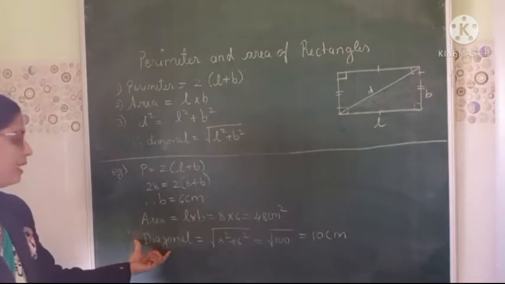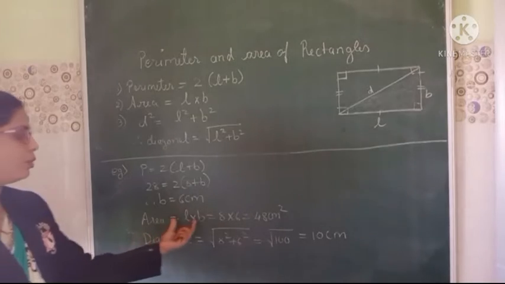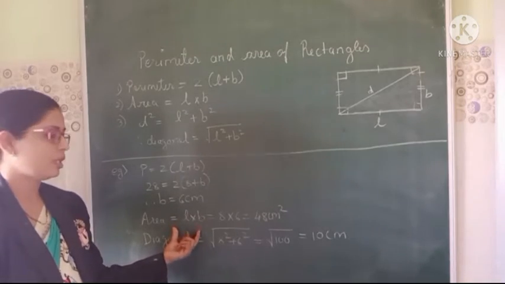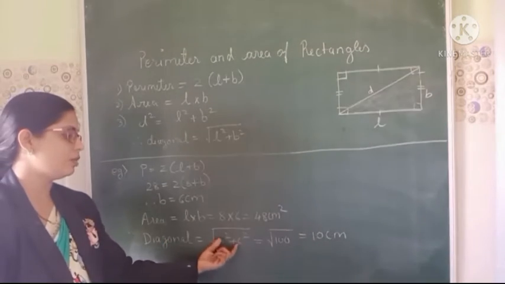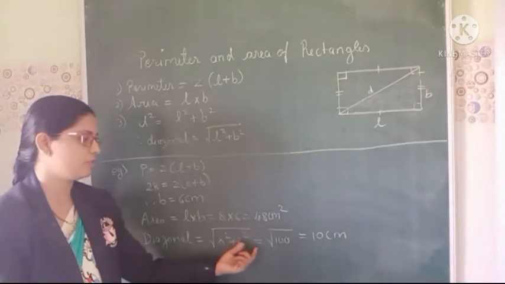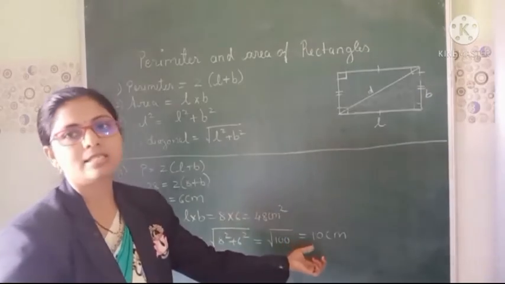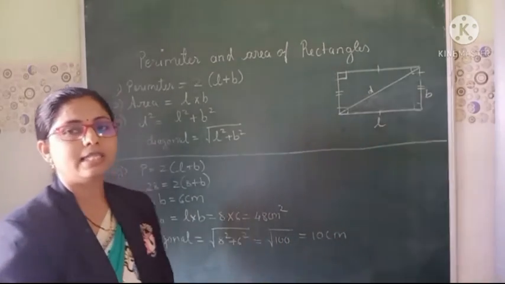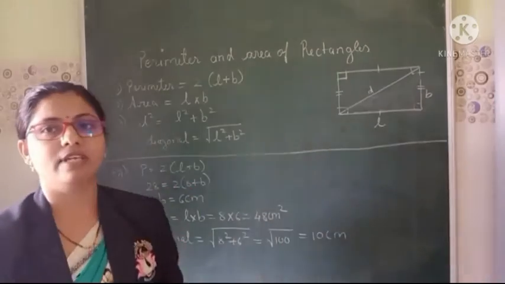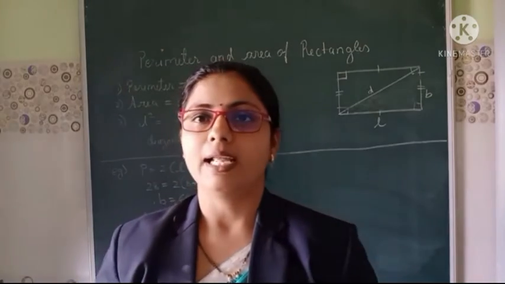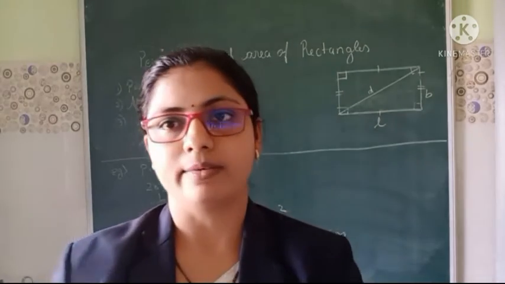Okay. Then diagonal we can find out by knowing length and breadth. So under root of 8 square plus 6 square, it will be under root of 100, and we will get under root of 100 is 10 centimeter. That is the diagonal of a rectangle. And next we will see now square.